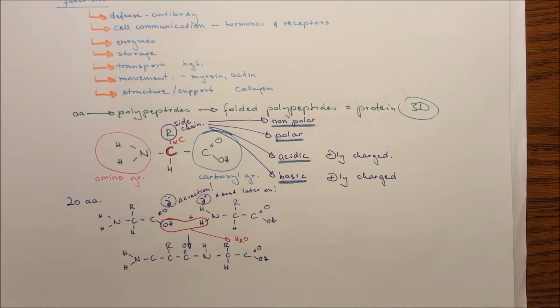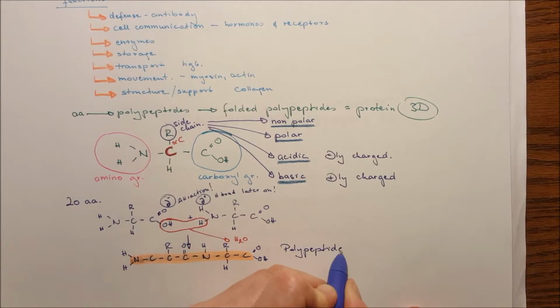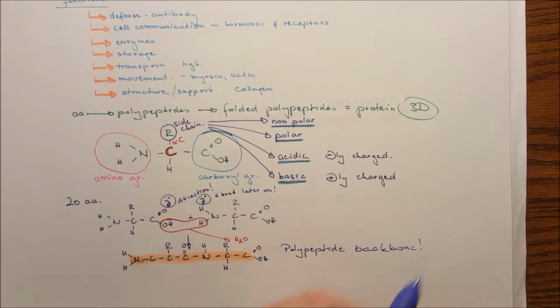So this is a protein, actually a peptide, polypeptide. I highlighted the peptide backbone, polypeptide backbone. And this red is going to be the peptide bond between what used to be the carboxyl and amino group.